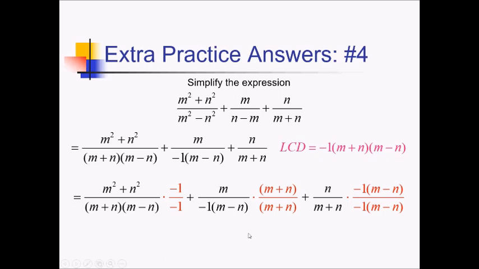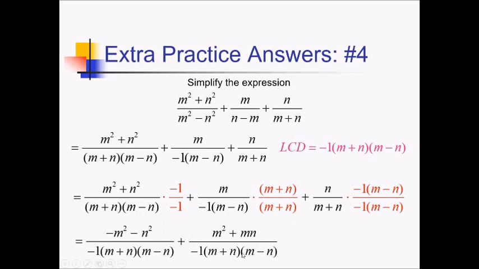Okay, so now let's go through and simplify each of these. So for this first one, distributing that negative 1, I have negative m squared minus n squared over negative 1 times all this stuff down here, basically the LCD, which was kind of the whole point of doing this. For this next one, I need to distribute this m to the m plus n. So that's going to be m times m is m squared, and then plus mn all over the LCD.